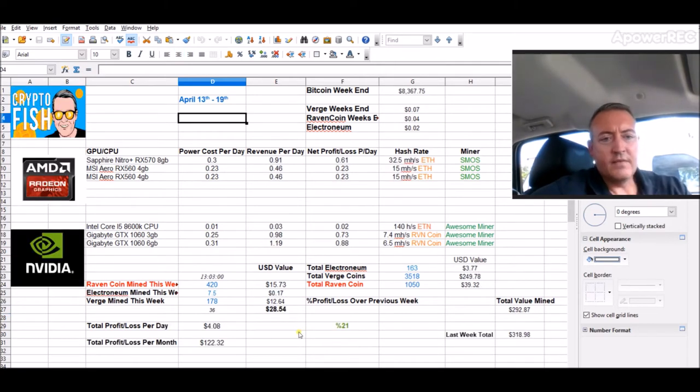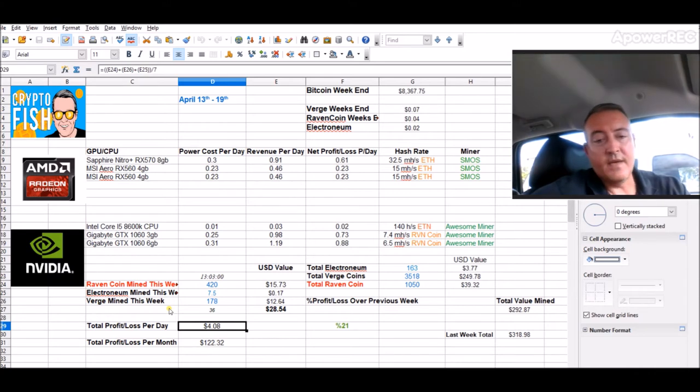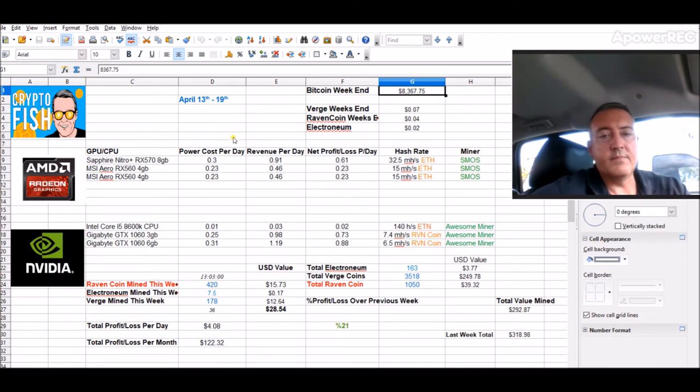Week nine, same amount of GPUs, first $4 a day week for me. Week nine, profits up. And in this chart, I started keeping a tally of the price of Bitcoin. April 19th, that price was $8,300. And I also started keeping prices more accurately of the coins I was mining.